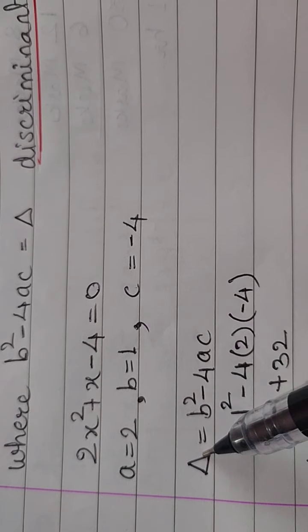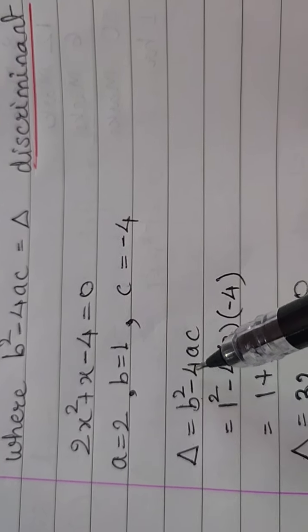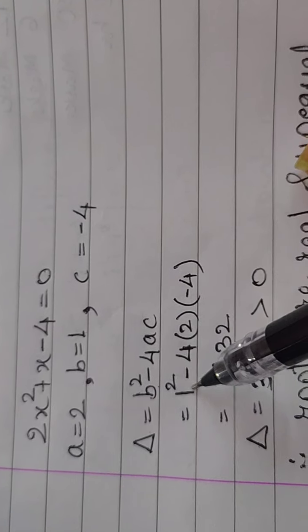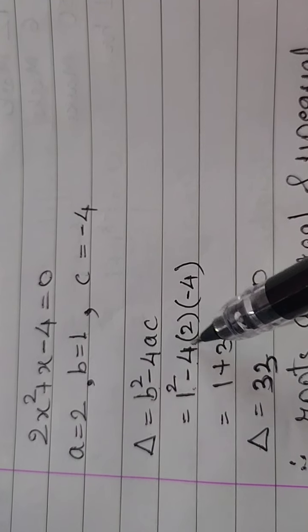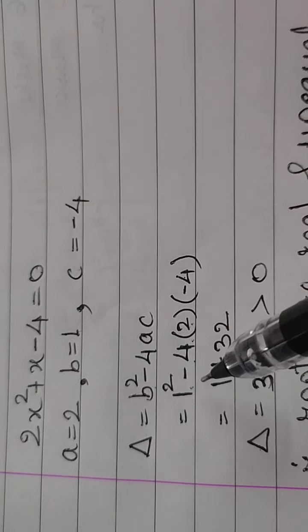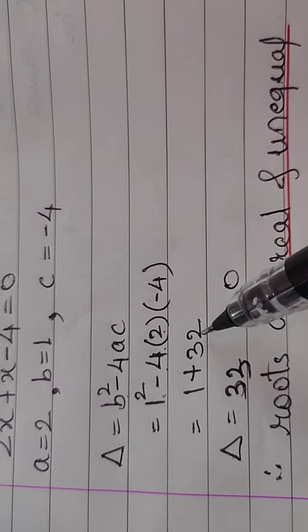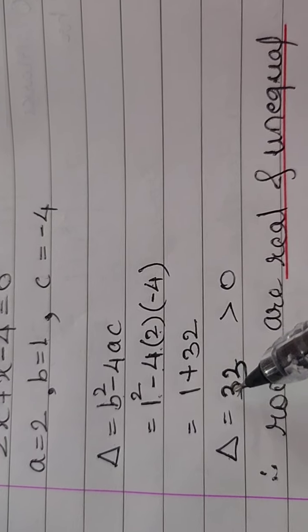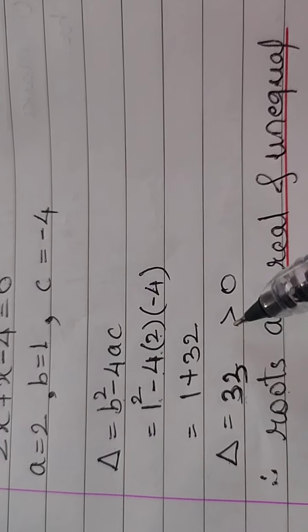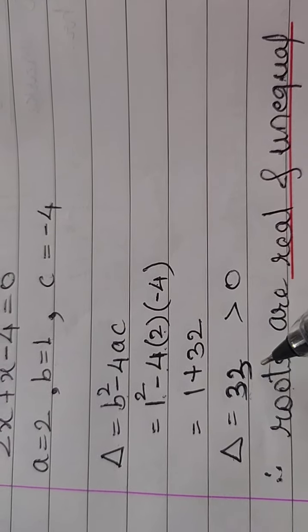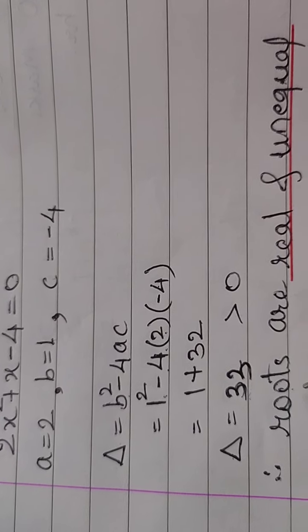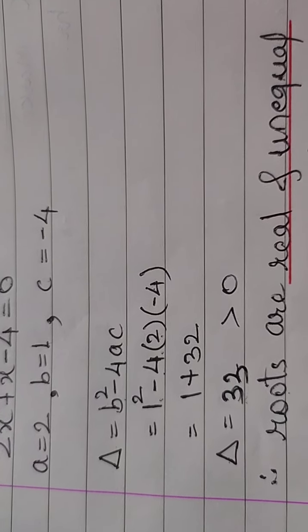Find out the discriminant delta first. It is b square minus 4ac, that is 1 square minus 4 into 2 into minus 4. Substitute the values of a, b and c. Here we get 1 plus 32, which is 33. So it is greater than 0, and we can say that the roots are real and unequal.